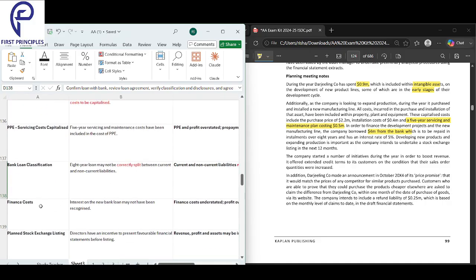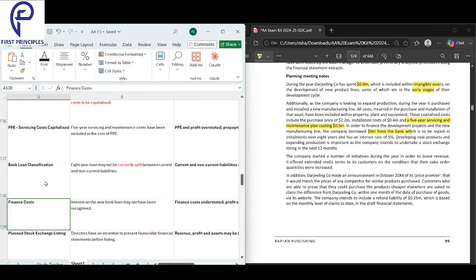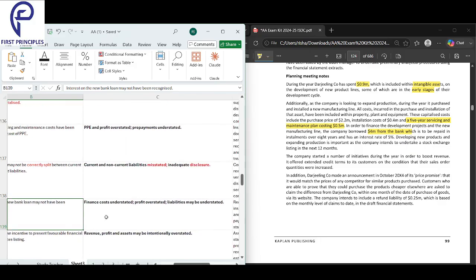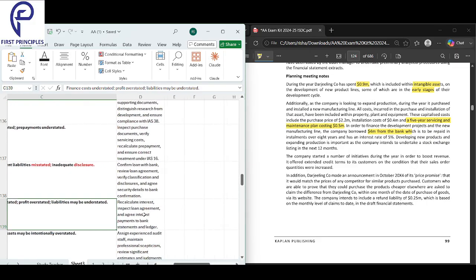Okay. Along with that, the finance cost of that loan. If you take a loan, you have to pay interest also, right? So interest on the new loan may not have been recognized. They may not have correctly recognized the interest. What will happen? Your interest will be understated, profit will be overstated, and liabilities may be understated.